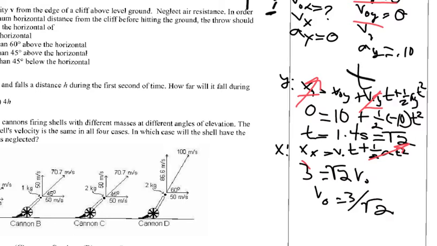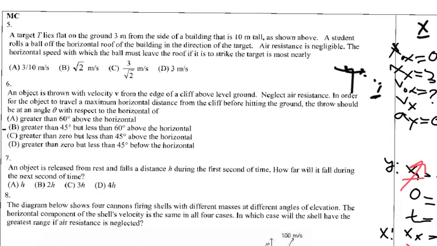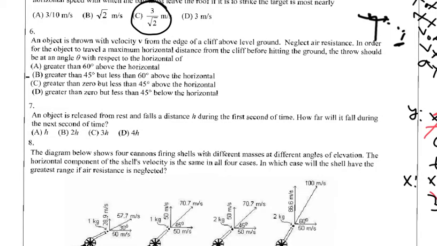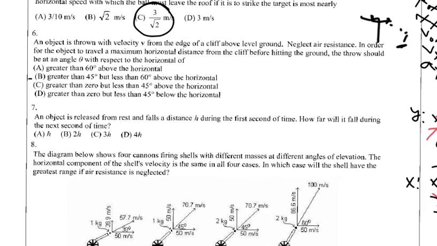Alright, so in number 6, we have an object. It's thrown with a velocity v from the edge of a cliff above ground level. We want to know what angle we have to throw it at in order to get the maximum range, or the maximum distance from the cliff. We know that if you shoot something at 45 degrees from ground level, it will go the maximum distance. So if we shoot something at 45 degrees, that is the maximum range it can have if it is returning to the same place.